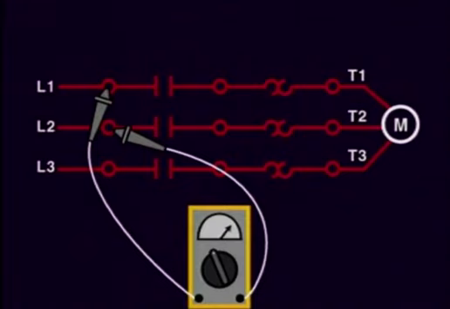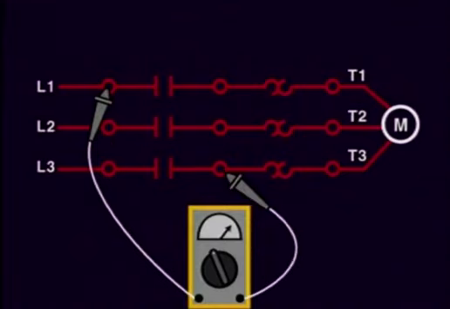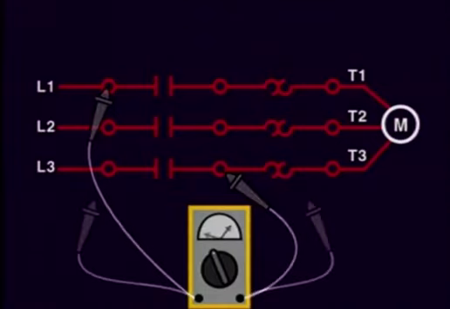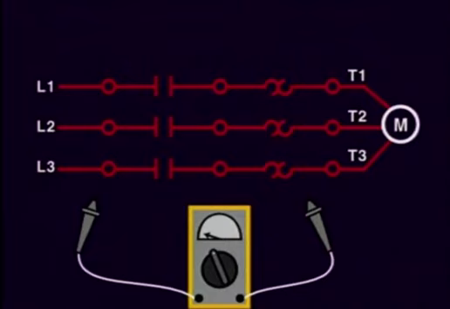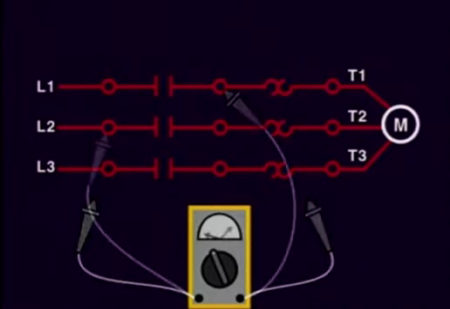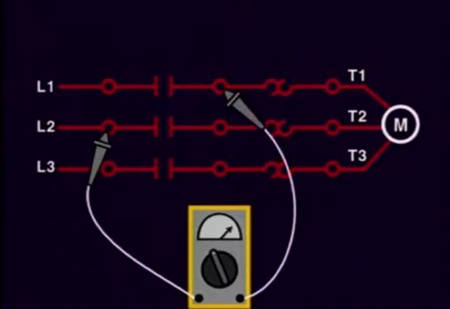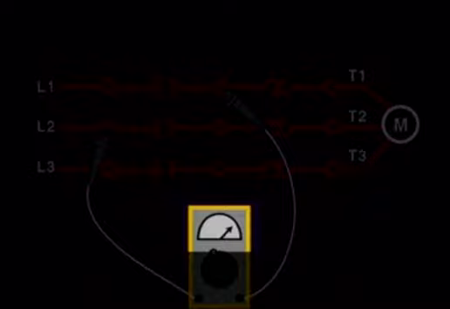Next, we check for the contacts in line 3 by placing one side of the meter to the supply L1 and the other side to the load side of the contacts at L3. You should read again the same line voltage. To check the contacts at L1, we need to check from the load side of the contacts on L1 to either the supply of L2 or L3. Here, you should see again the same line voltage.